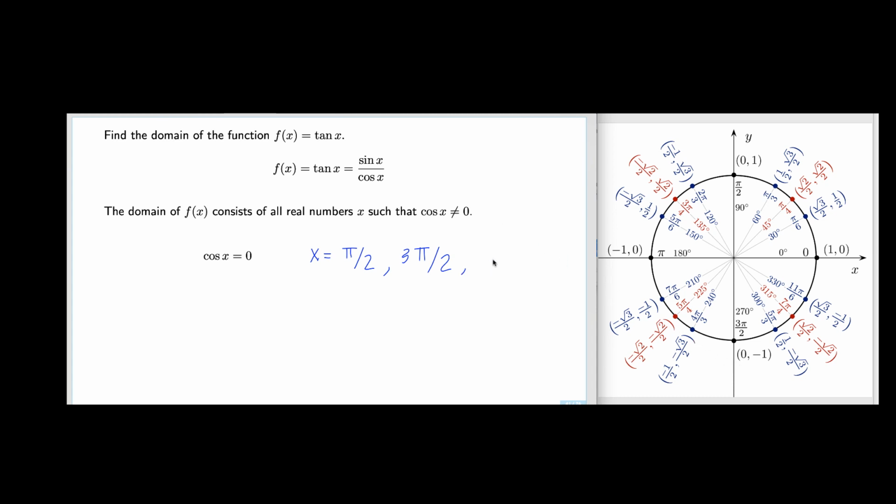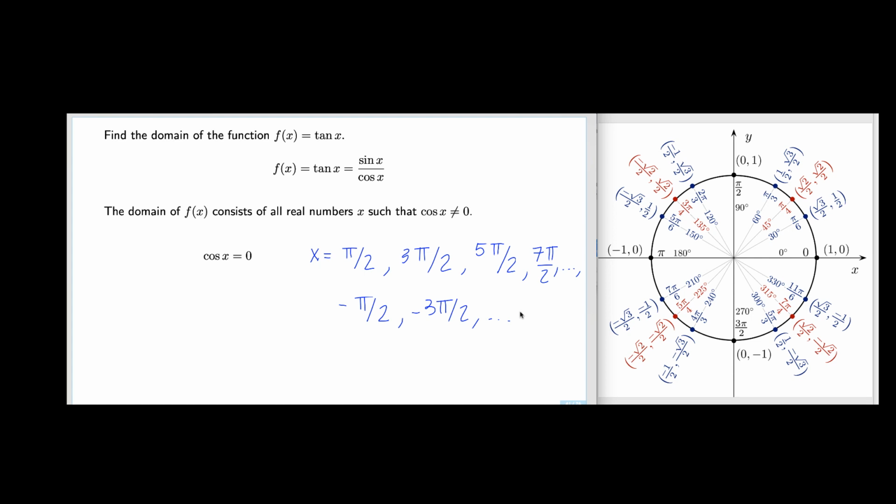And of course, we can just keep going around the unit circle. So this will happen again at 5 pi over 2, which means I've gone all the way around once and then up an additional 90 degrees, 7 pi over 2, etc. And of course, it will also happen for the negative angles, negative odd multiples of pi over 2. So negative pi over 2 just means I go down negative 90 degrees, which is the same as 270, negative 3 pi over 2, negative 5 pi over 2, etc.